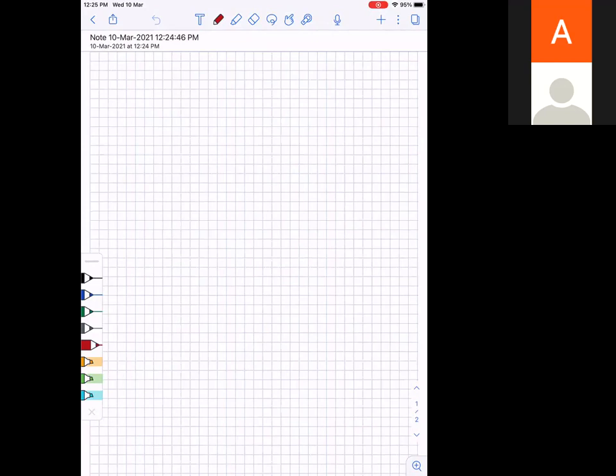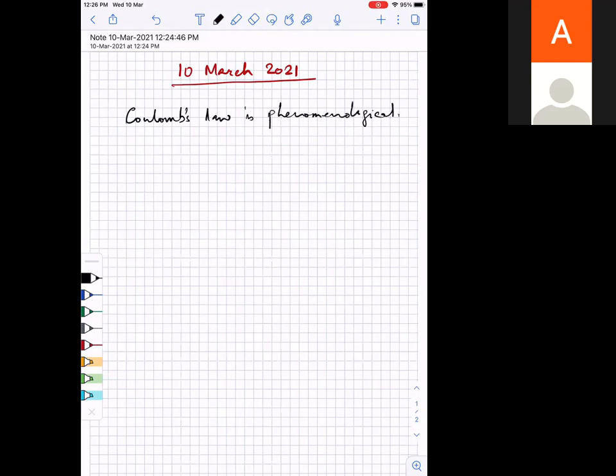We'll start with this fact, okay? Let's start with the basic statement that Coulomb's law is phenomenological. Very simple statement. But you will see it has a profound implication as we go through it.